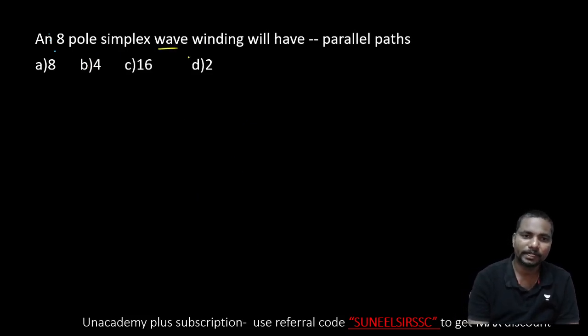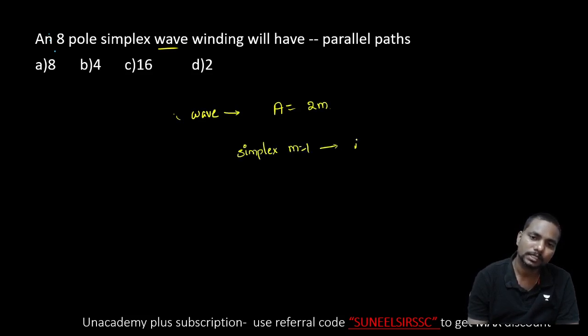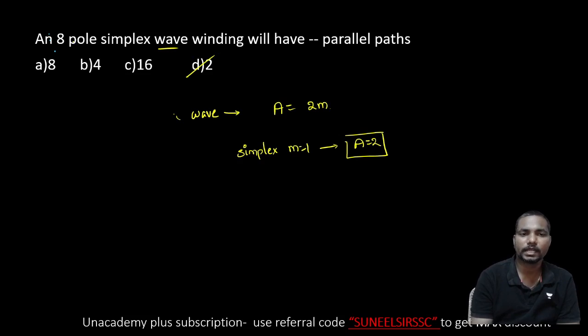Coming to the wave winding. Whenever we see the wave winding, we have to use the formula for the number of parallel paths, which is equal to 2 into M. Here simplex is given. Simplex means M is equal to 1. So the answer is A is equal to 2. So for simplex wave winding, the number of parallel paths is always 2, irrespective of the poles. Whatever the poles we have here, that does not matter. It depends upon M only.